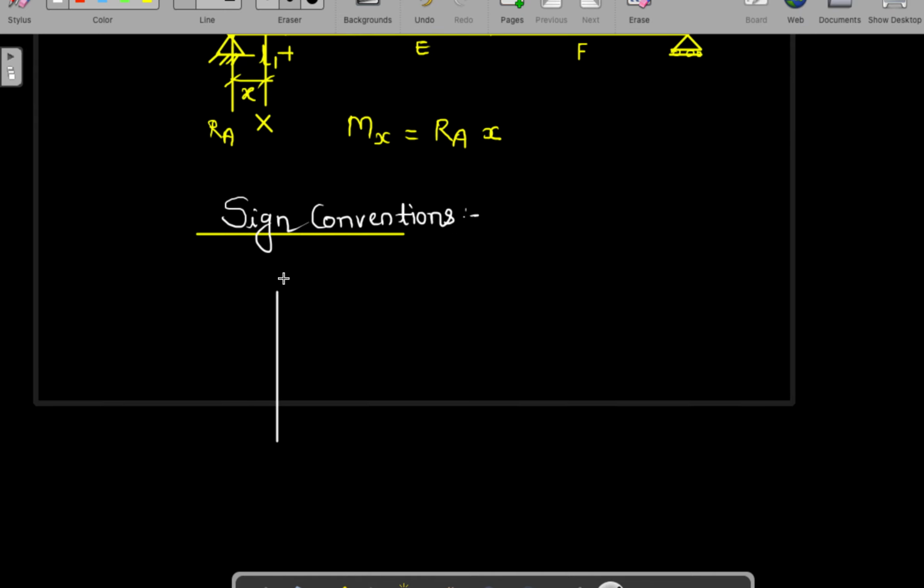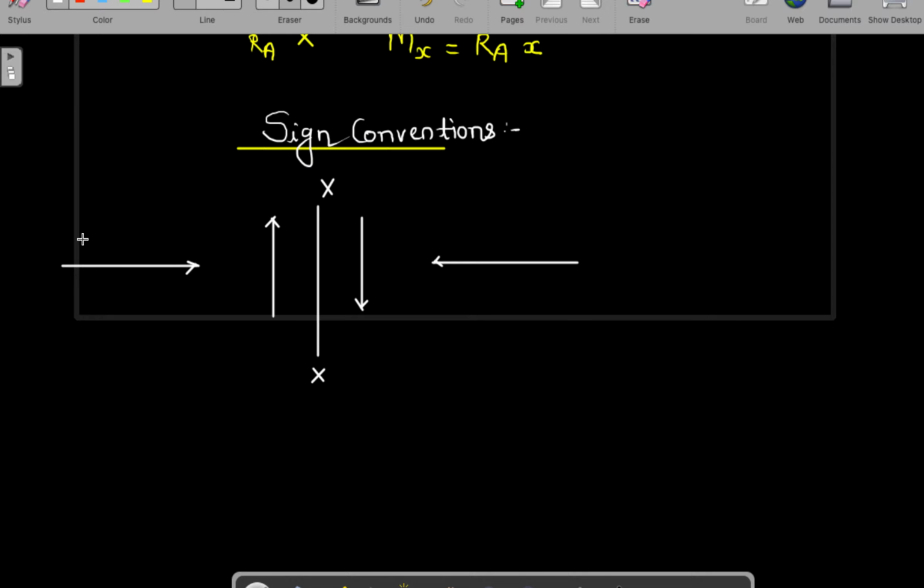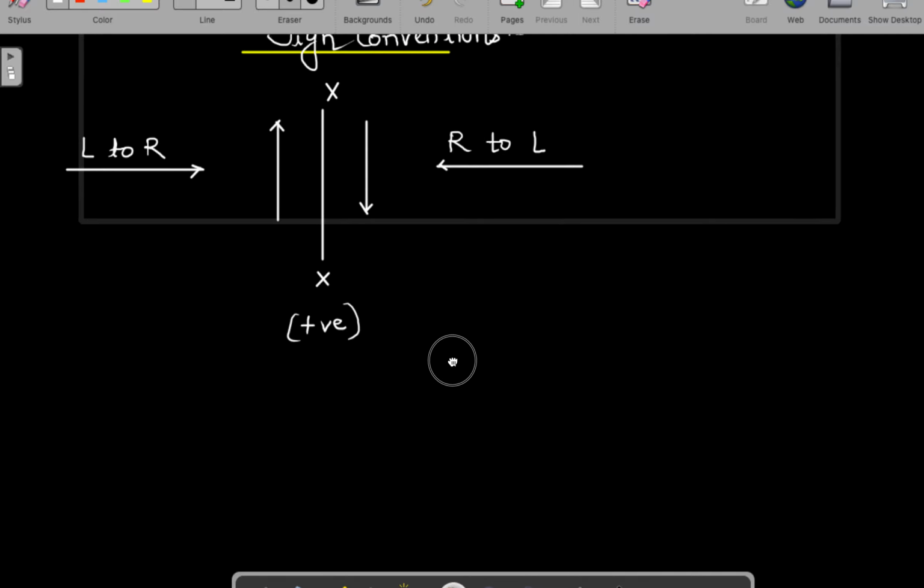Say this is one section x-x. If your flow of calculation is from left to right, then the forces going in the upward direction, and if your flow of calculation is from right to left, then the forces coming in the downward direction, are positive. Now how do you understand this?